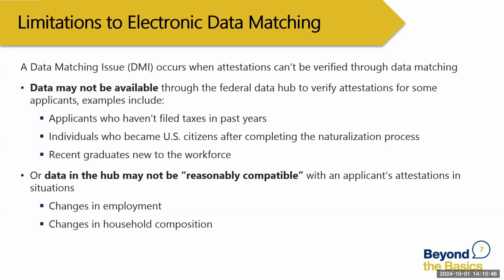There are other reasons why the individual's attestation may not be able to be verified just because it doesn't match quite well enough. So it's not reasonably compatible based off of thresholds that the marketplace uses. So that might happen, for example, if the household size changes, maybe there's a new individual within that household, which means now the household is larger than it was the last time somebody filed taxes, so there's a mismatch. Or perhaps somebody changed their job or got a significant raise. All sorts of reasons could result in a data matching issue. So what happens when this data matching is not successful? Next slide, please.